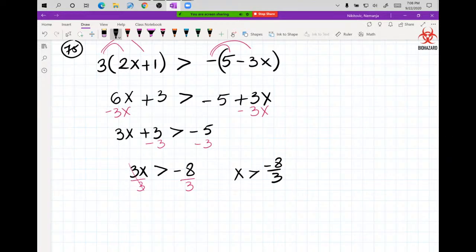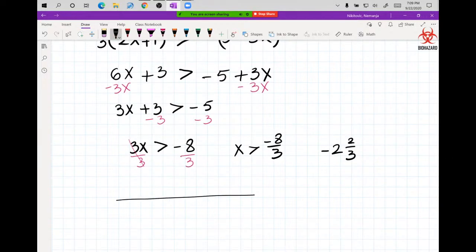Negative 8/3. Now, someone asked, should we make this into a mixed number? If it makes you happier, go ahead. So 2 and 2/3, because there are 2 3s in 8. So 2 groups of 3, that's 6. And then the 2 is left over. So to graph, we use the, I'm sorry, open. Can you repeat that last part? Next to the x, x is greater than -8/3. That's the solution, yes.